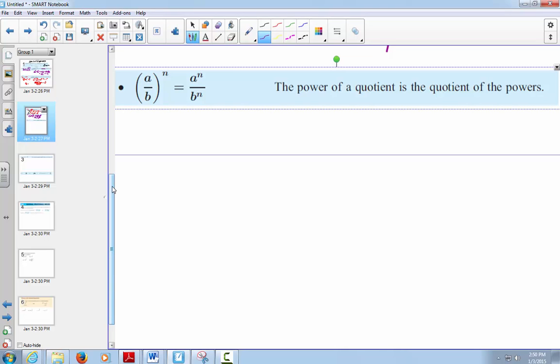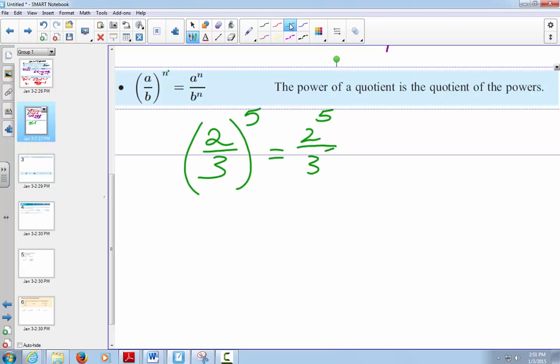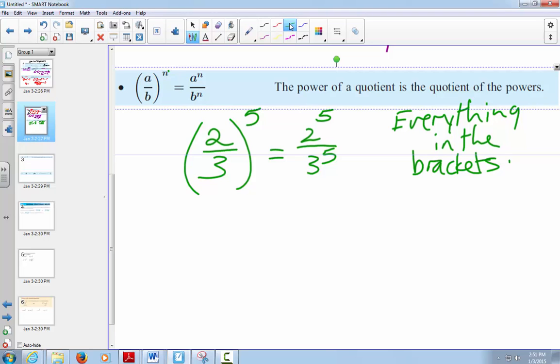Now, the power of a quotient is the quotient of the power. So now that's just a confusing statement. So let's try this. Same as before, (A over B) to the power of n. We can do this easily. If I have 2 over 3 to the power of 5, we'll leave it like this. That's the same as writing 2 to the power of 5 over 3 to the power of 5. Everything in the brackets is to the power 5.